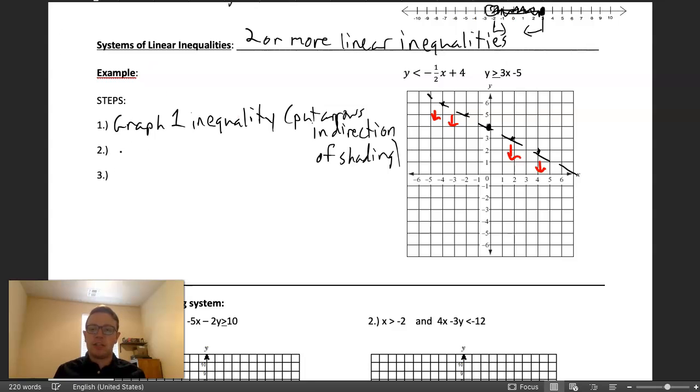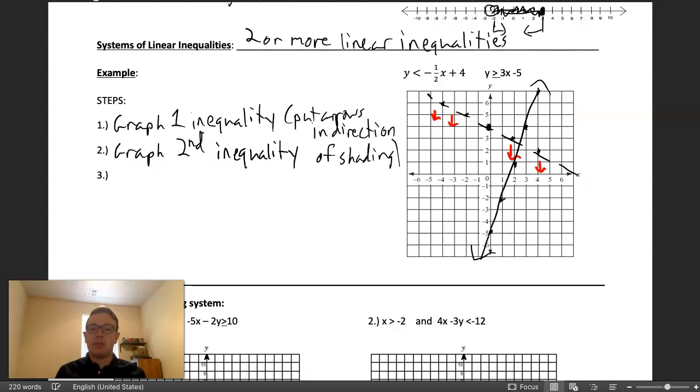Our second step is going to be graph the second inequality. And we're going to do the same thing where we're going to use arrows instead. So for this one, we start at minus 5, and we go up 3 over 1, 3 over 1, and up 3 over 1, so on. Now is this one going to be dashed or solid? That's right, this is going to be solid because we have the equal sign underneath.